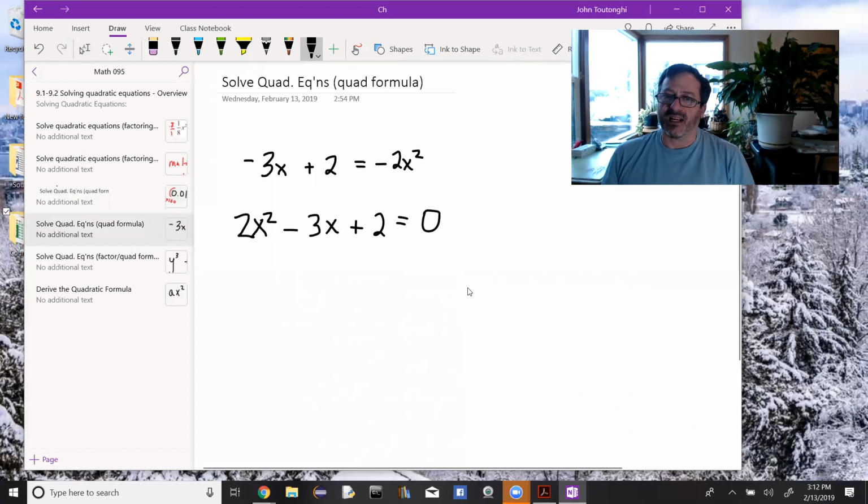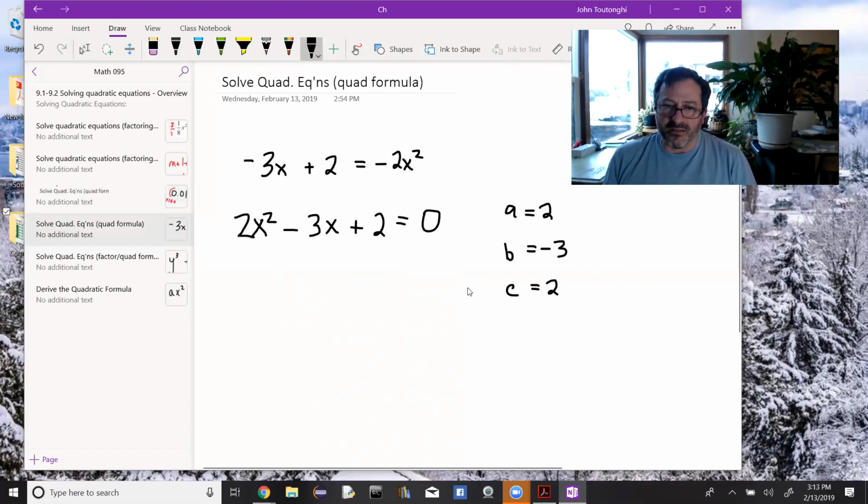Again, I could consider factoring this, but I notice I would have to use an AC method. So a is 2, c is 2. A times c would be 4, and I would need to look at the factors of 4 that add up to negative 3. You could get 1 and 4, but they would have to be different in sign. And this plus here is telling me that they would have to both be the same sign. So you're never going to get two things that are the same sign that multiply to 4 and add to negative 3. So this does not factor.